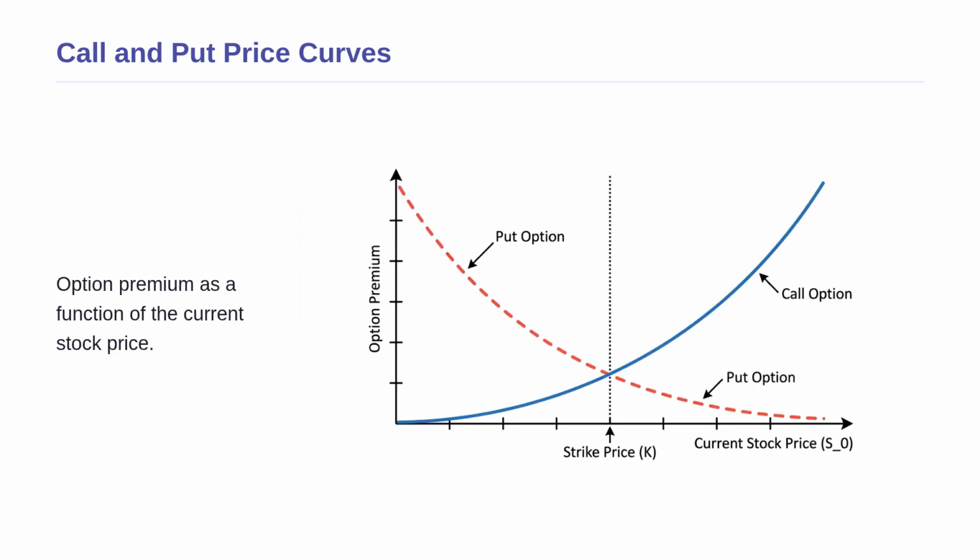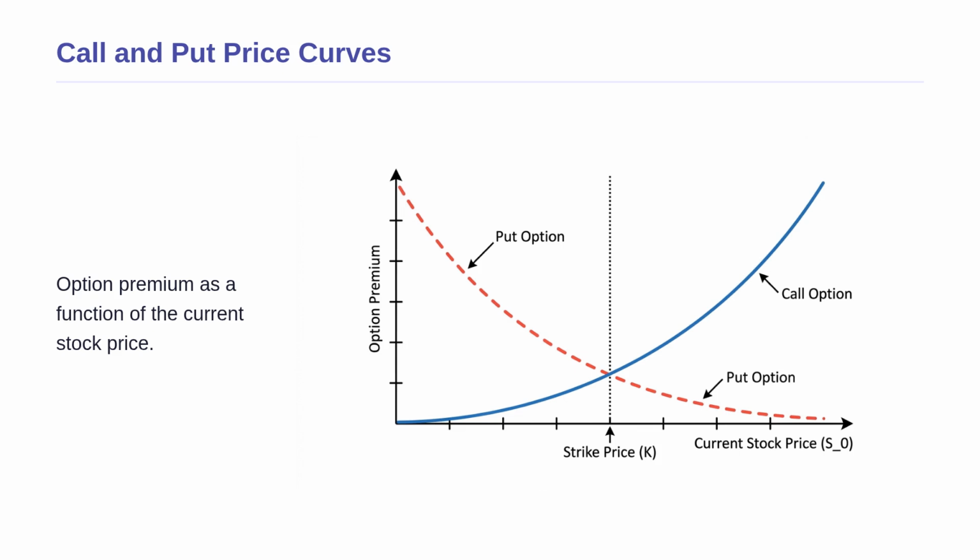To visualize what we just calculated, let us look at this graph. The horizontal axis represents the current stock price, and the vertical axis is the option premium. The vertical dotted line marks our fixed strike price. Notice the solid blue curve for the call option?